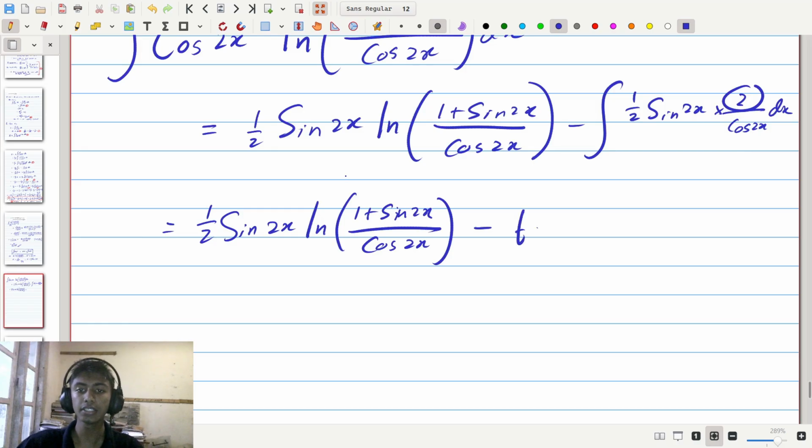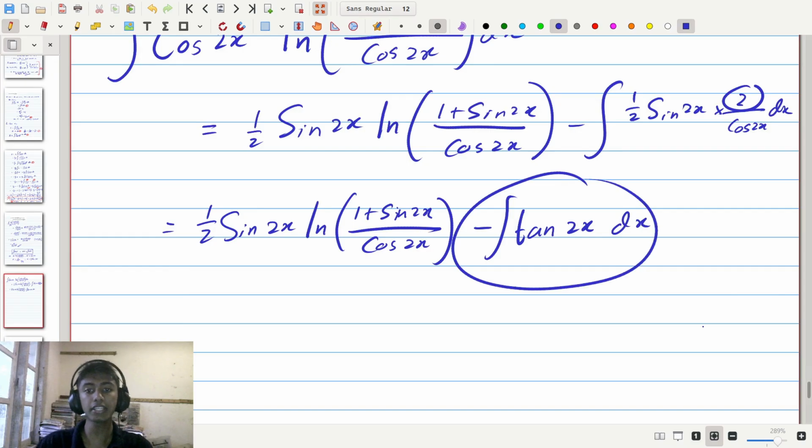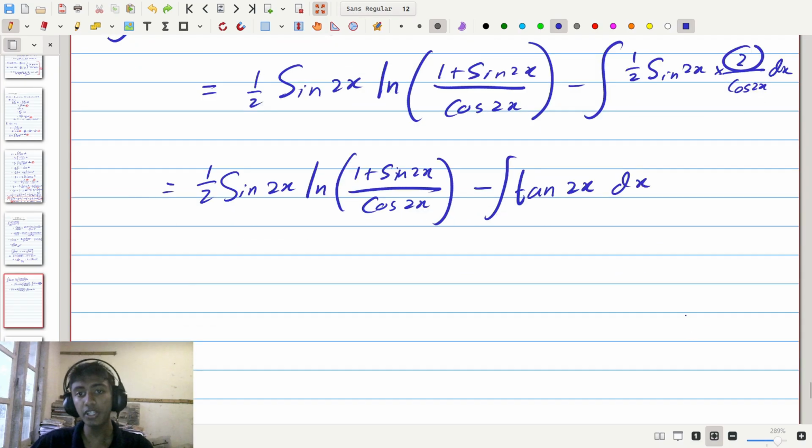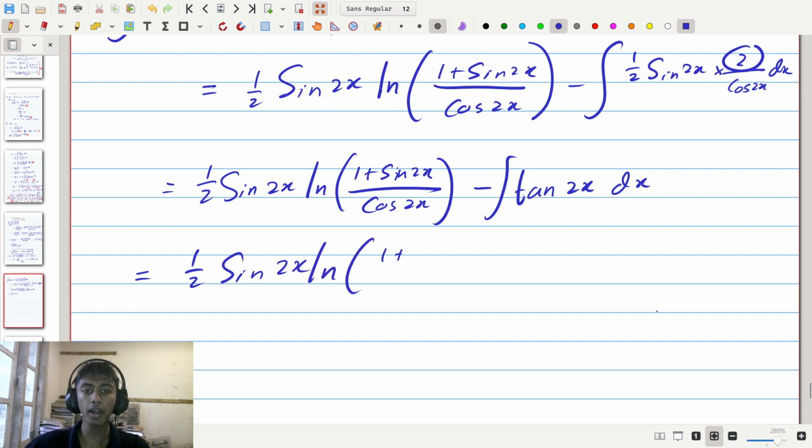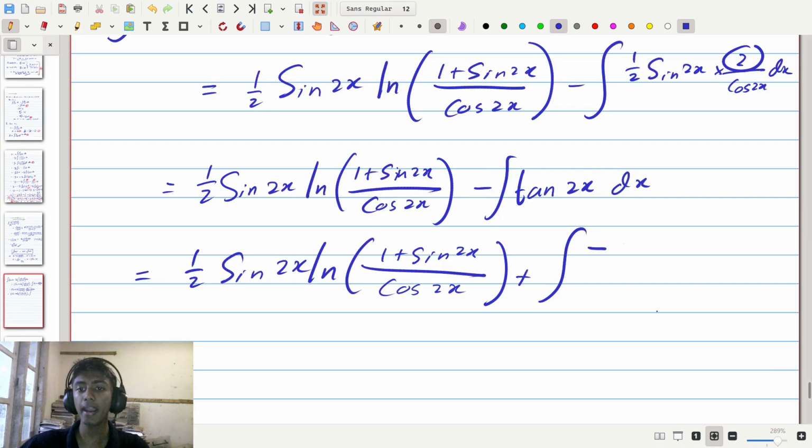So therefore we get tan 2x's integral with respect to x. Now finally, for this integral right here, I'm actually going to take the minus 1 into the integral, as in this minus here, and write this as being equal to half times the sine of 2x times the natural logarithm of (1 plus sine 2x) divided by cos 2x, plus the integral, and instead of having tan 2x, I'm going to write minus sine 2x divided by cos 2x dx.